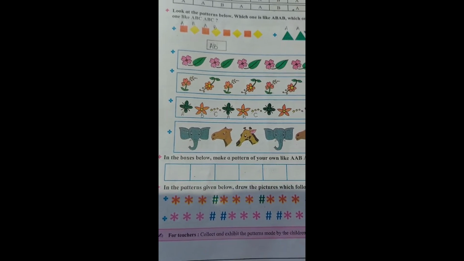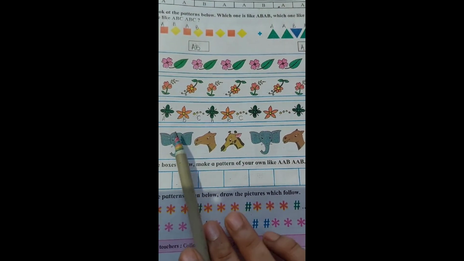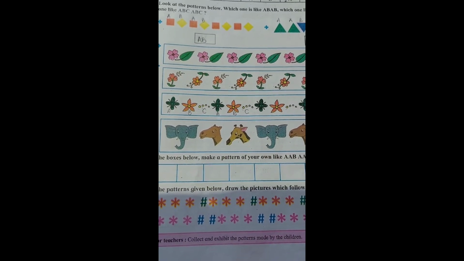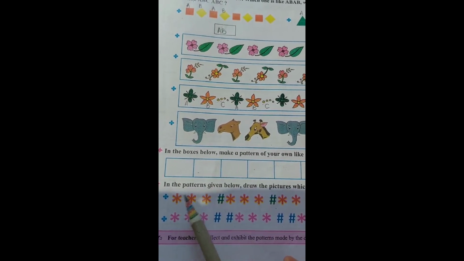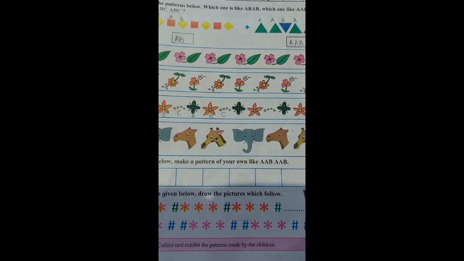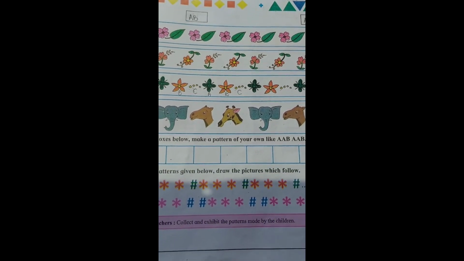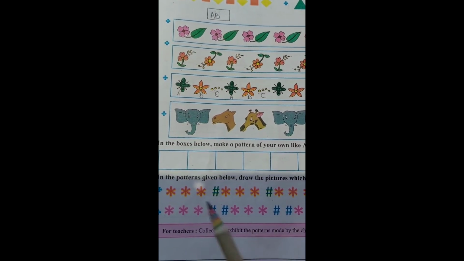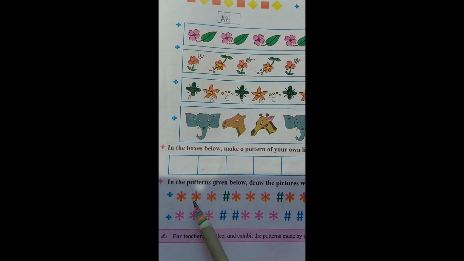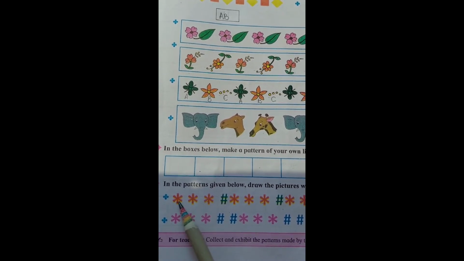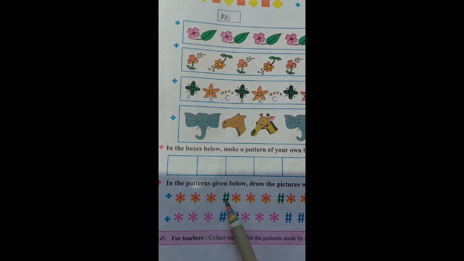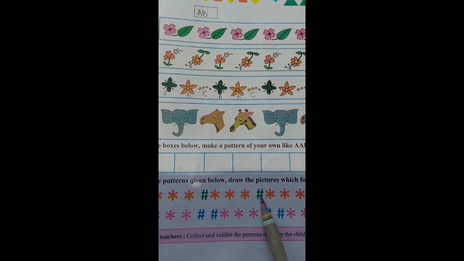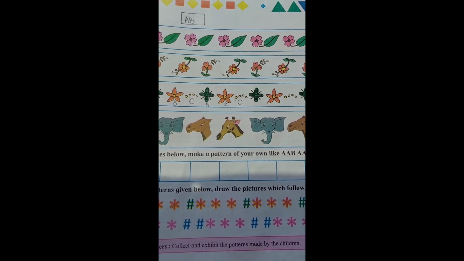Now look at this. We just now had the pictures already given and we just found out what pattern is used in it. Now let us see over here in the picture given below. Draw the picture which follows. That means we have to follow the pattern given over here. And to follow the pattern, first we have to find out what pattern it is. So here we have 3 same pictures, stars, and a hash. Again 3 stars, a hash. Again 3 stars and a hash.